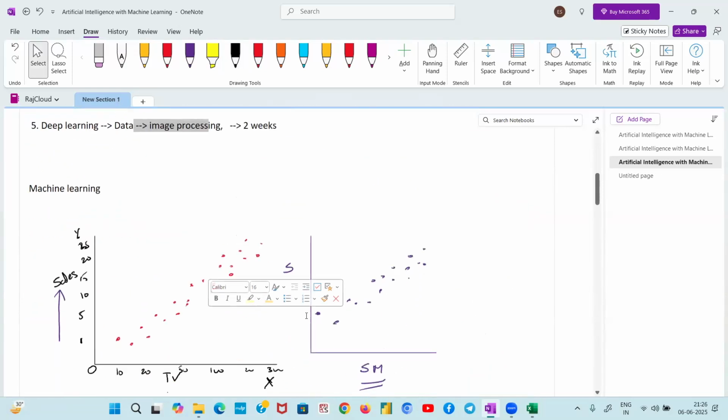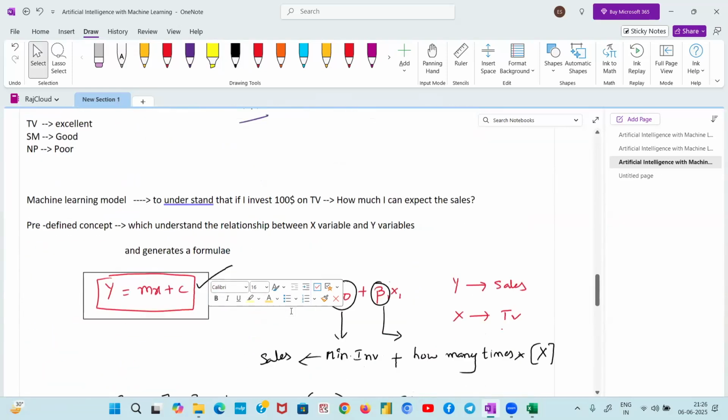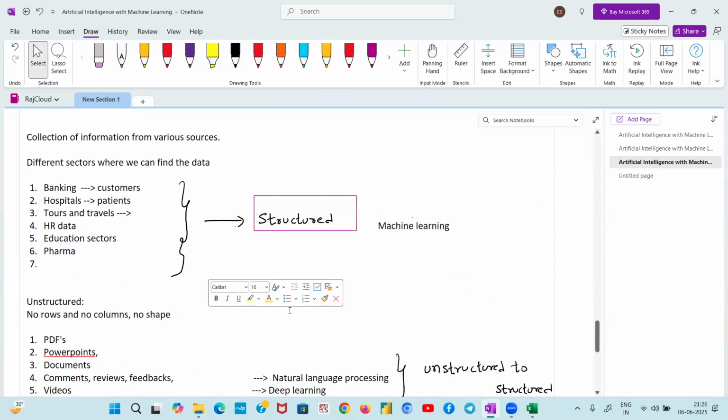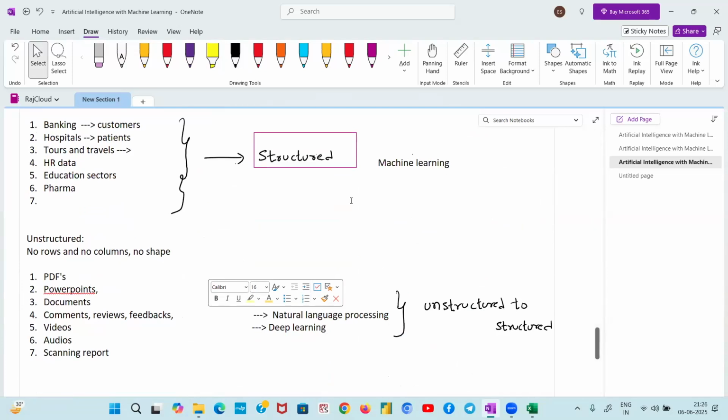Okay. So today I'm just starting the discussion of what is data and how many varieties of data we see. Data is focused on structured or unstructured. We are supposed to understand this.